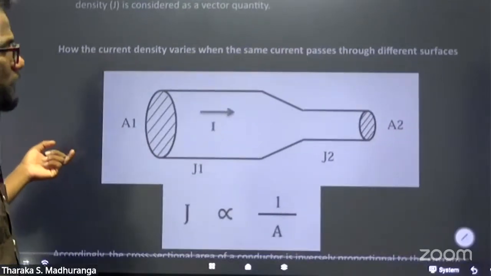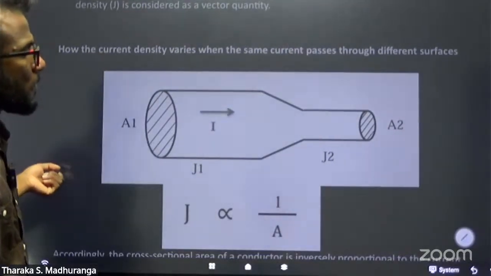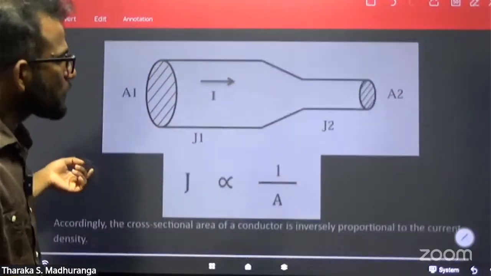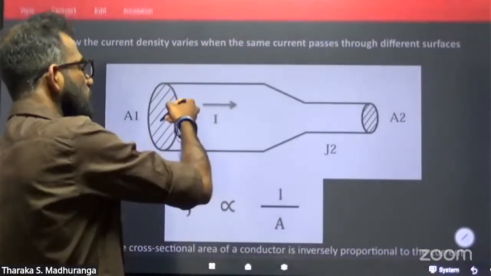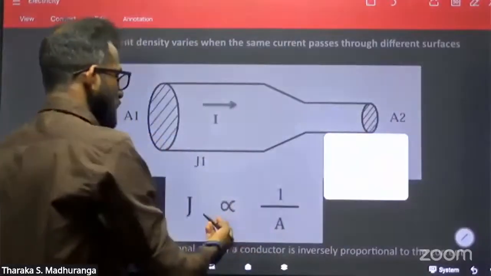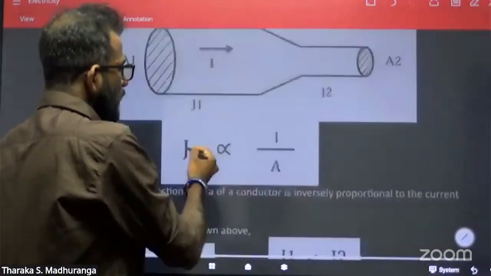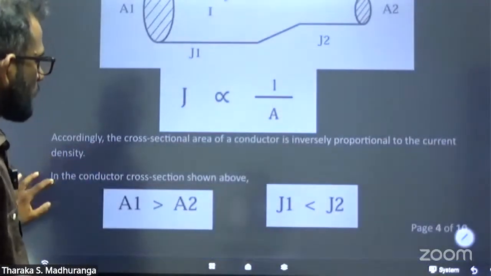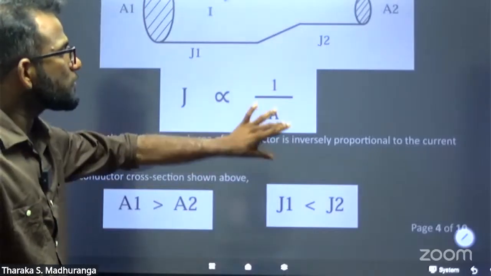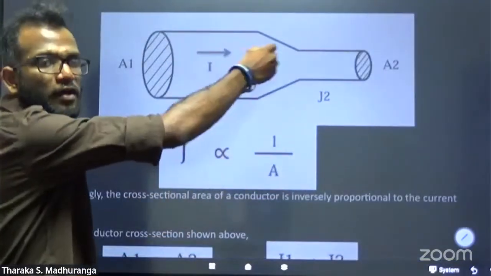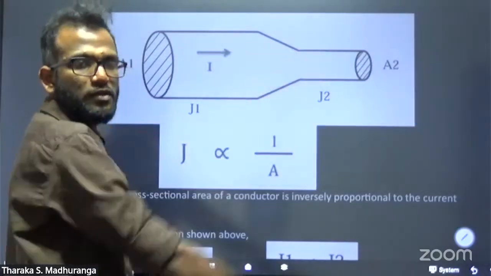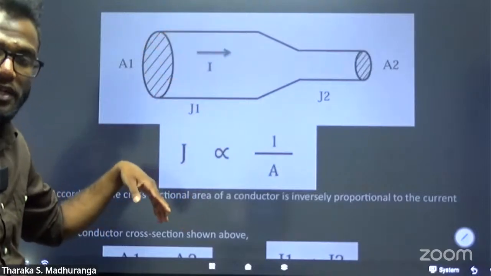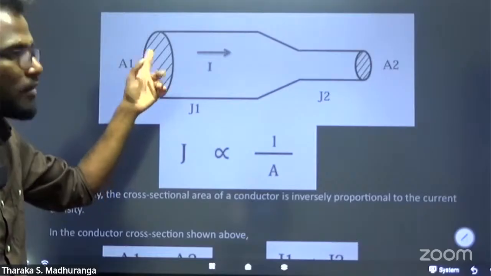Current density varies with different surface areas, A1 and A2. A1 has a large cross section area and A2 has a small cross section area. Now, the current density is inversely proportional to the cross section area. Think the same current is flowing through this conductor. Then what happened? It is the same as continuous flow, like the continuity equation in fluid mechanics.